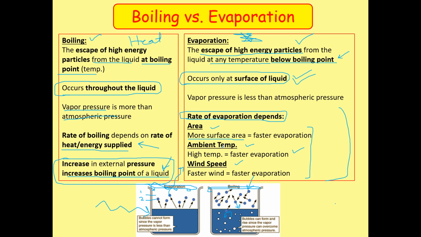So if you hang out your clothes when it's a bit windy outside, you'd find that your clothes are drying up faster compared to if you hang your clothes inside the house, right? Considering that the temperature and the area are kept the same for both those experiments. Now I hope I'm able to clarify the difference between boiling and evaporation, right?